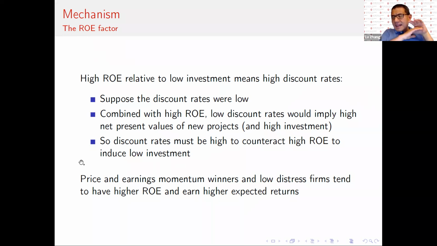It turns out that it has many manifestations in the gigantic anomalies literature as well. In particular, price and earnings momentum, which in accounting is called the post-earnings announcement drift. Winners in price and earnings momentum tend to have higher ROE, and they should earn higher rates of return going forward than momentum losers. In addition, low distressed firms actually have low ROE, and they should earn lower rates of return going forward than more distressed firms. At first glance, the financial distress anomaly looks quite counterintuitive, quite puzzling. It turns out it fits together with the investment framework nicely.